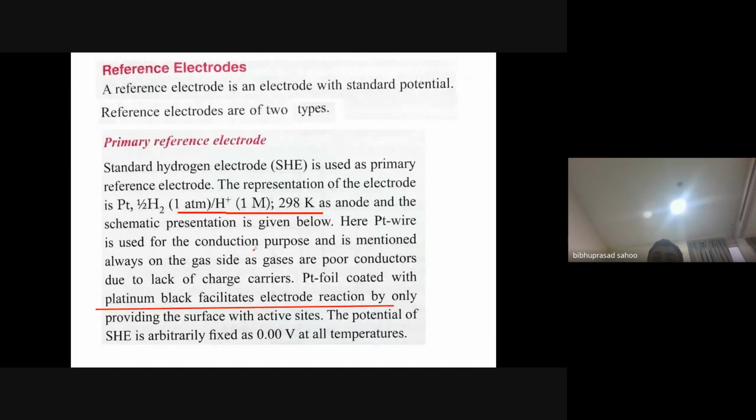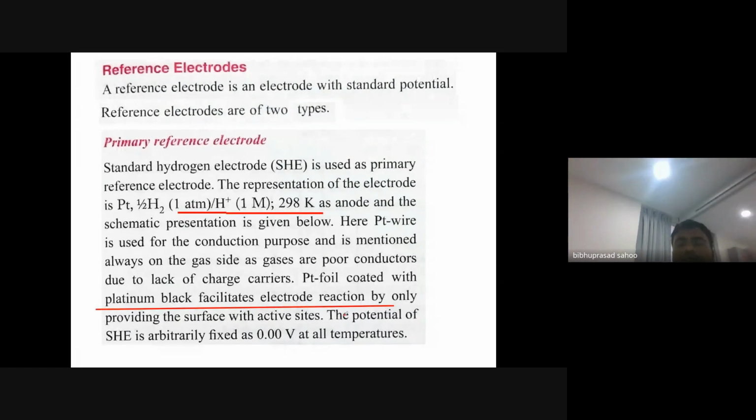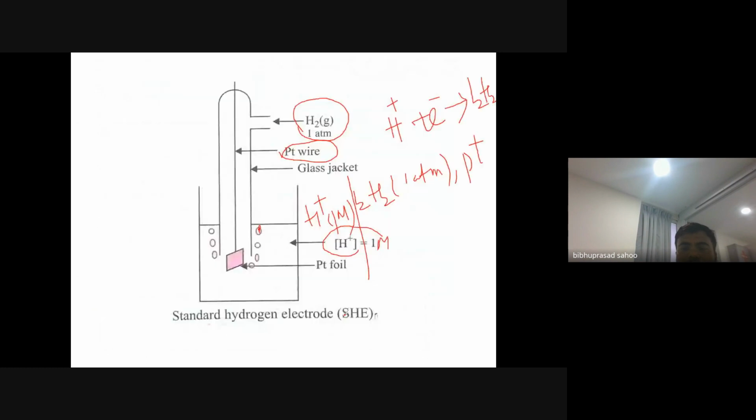Here platinum wire is used for conduction purposes and is mentioned always on the gas side, as gases are poor conductors of electricity due to lack of charge carriers. Platinum foil coated with platinum black facilitates the electrode reaction by providing a surface with active sites. The potential of SHE is arbitrarily fixed as 0.0 volt at all temperatures, irrespective of the value of temperature. The potential of SHE, either oxidation or reduction, is 0.0 volts.